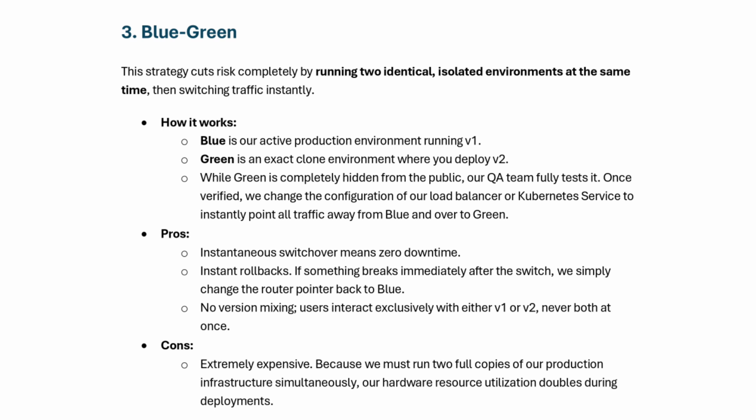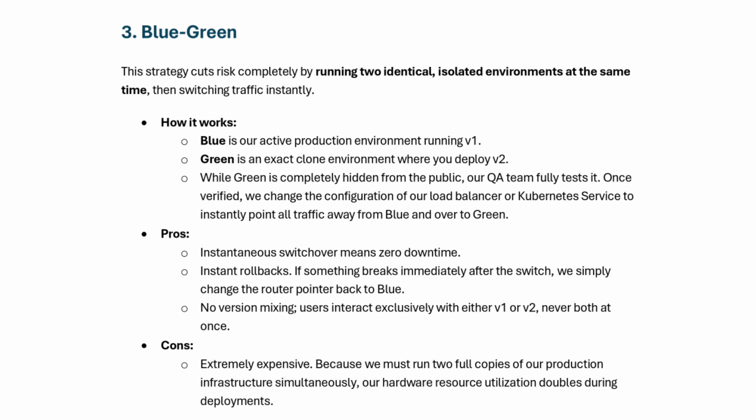While green will be completely hidden from the public, the QA team fully tests that application. Once it is verified, the configuration of the load balancer or Kubernetes service is changed and it instantly points all traffic away from blue over to the green, and it can change from green to blue by changing these configuration files. So that would mean there must exist two environments, that is version 1 and version 2. Even if version 1 is in use, this version 2 environment must also be active to switch instantly, meaning it is a costly deployment strategy.